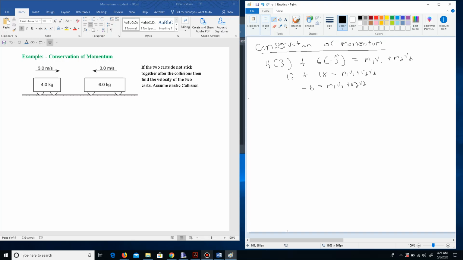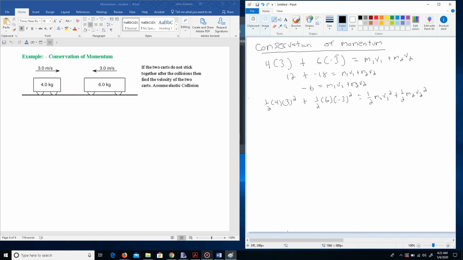Now we'll get into the kinetic energy part. So 1/2 m1 v1 squared plus 1/2 m2 v2 squared equals 1/2 m1 v1 squared plus 1/2 m2 v2 squared. And so we can do some of the math.